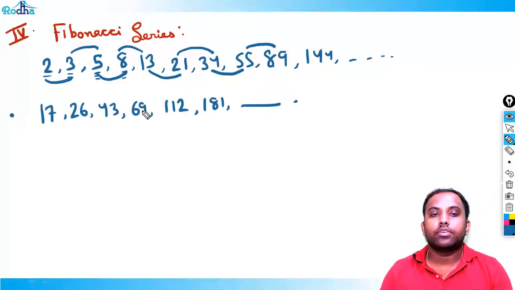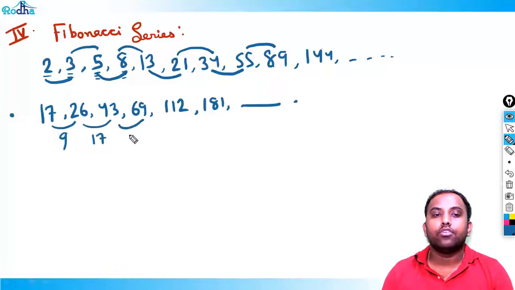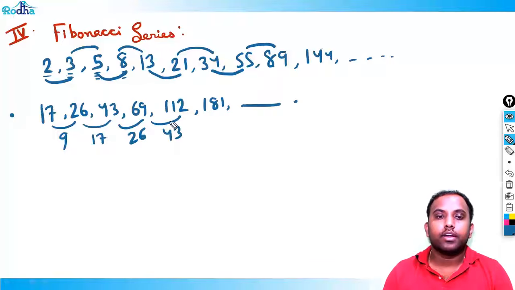17, 26, 43, 69, 112, 181. So see, this is like, okay, difference of 9. Here difference of 17. Here difference of 26. Okay, here difference of 43. Correct. Here difference of 69. So by these numbers you can't basically recognize anything. Once you take the difference, you don't find a logic. Directly you can't derive it.